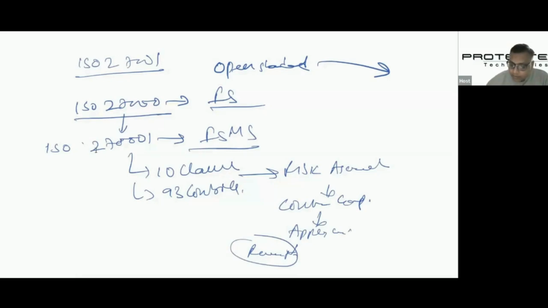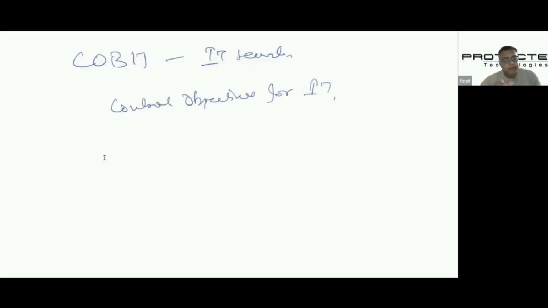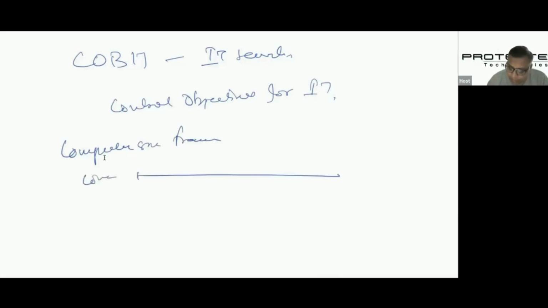Then next is something called COBIT. COBIT is a very well-known framework, used mainly for IT security. It is called Control Objectives for Information Technology. Basically, for all your IT systems, how to implement security controls around them. COBIT is a comprehensive framework. It covers an organization end to end, holistically, whatever IT systems there are. This is how you remember certain frameworks.